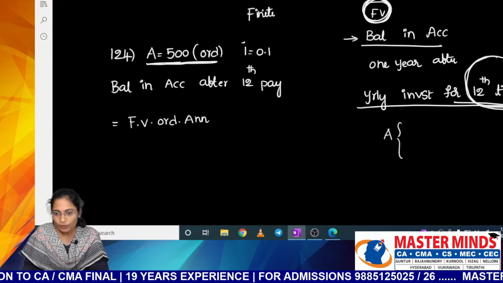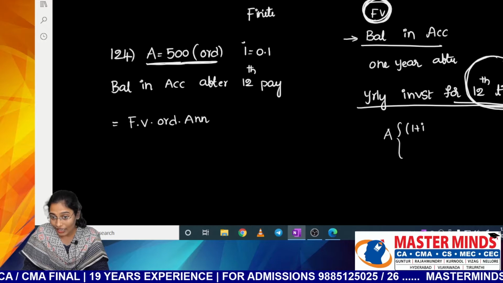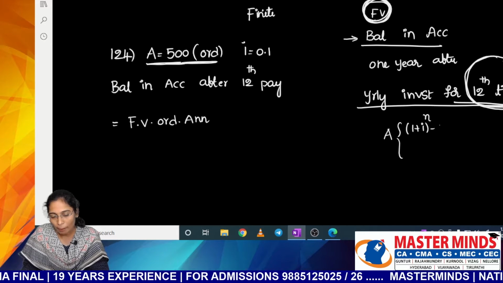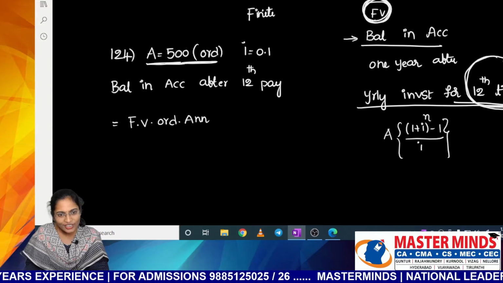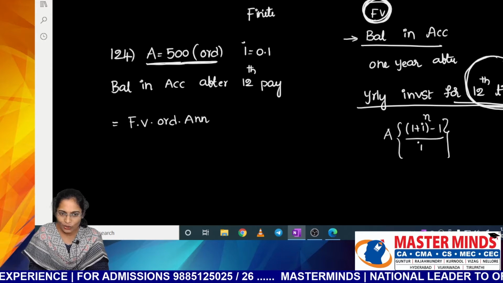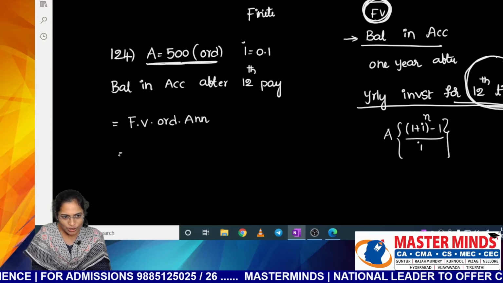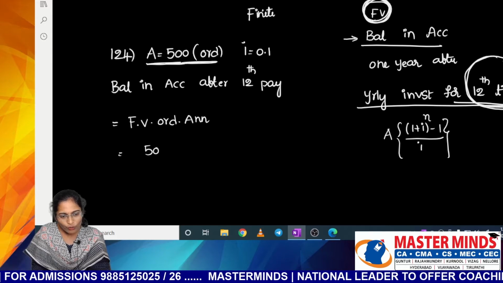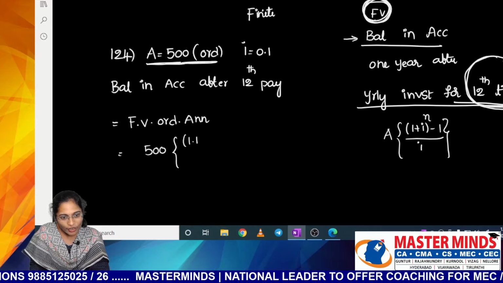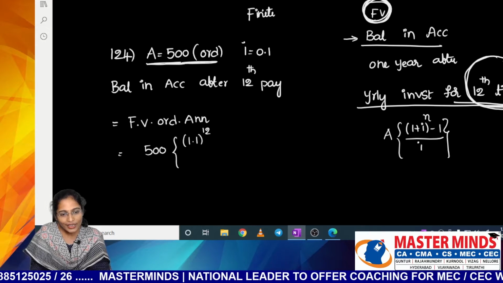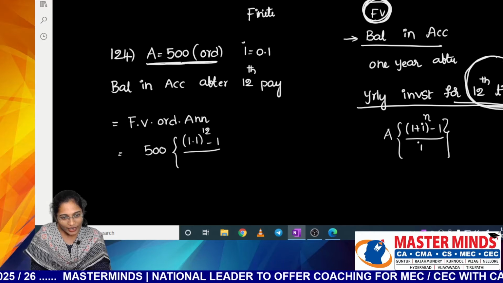So, what is the formula for future value of ordinary annuity? A of (1 plus i) whole power n minus 1 by i. This is what our formula is, right? So, what is n value, guys, here? 12 years, right? So, let me substitute a value here. What is a value? 500 into (1.1) whole power 12 minus 1 by 0.1.